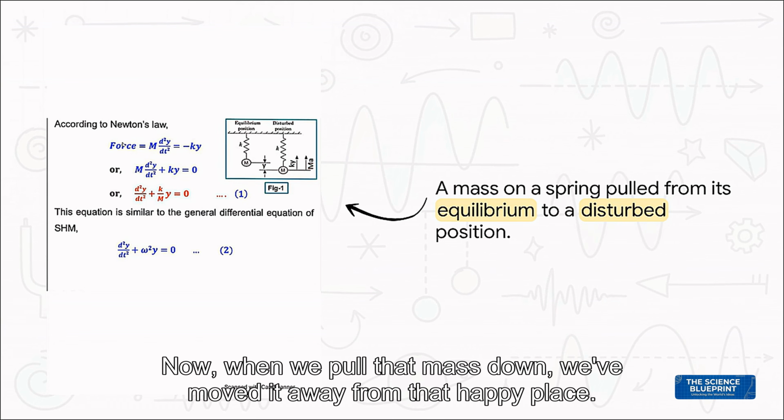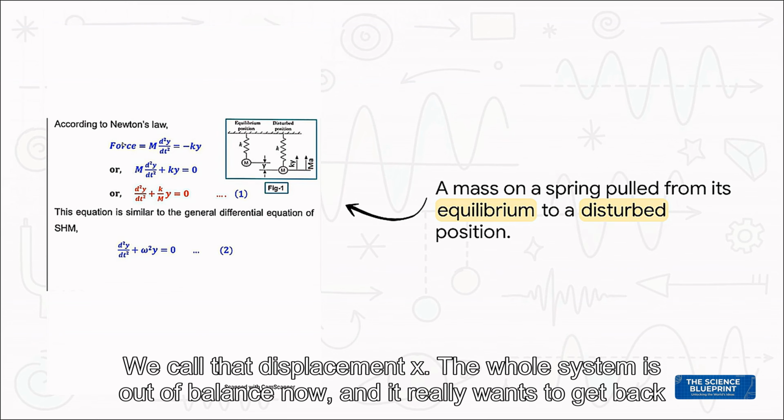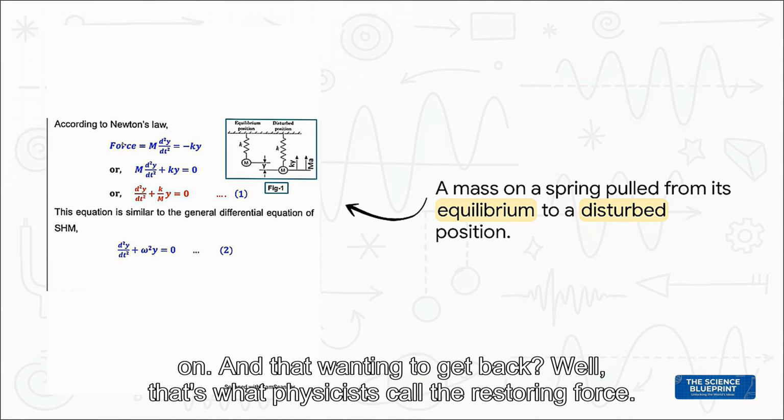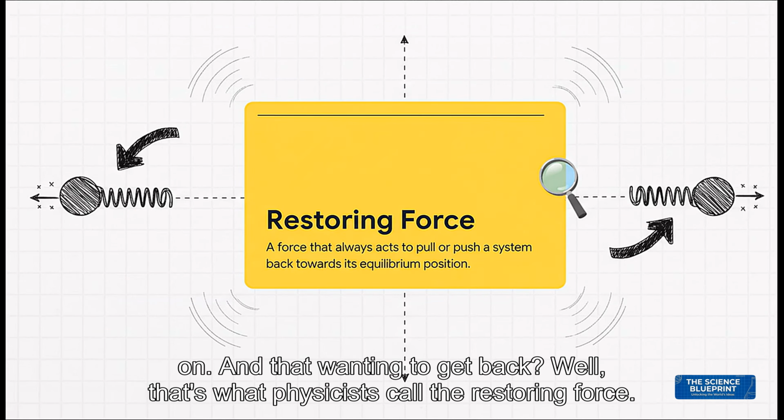Now, when we pull that mass down, we've moved it away from that happy place. We call that displacement x. The whole system is out of balance now, and it really wants to get back. And that wanting to get back, well, that's what physicists call the restoring force.